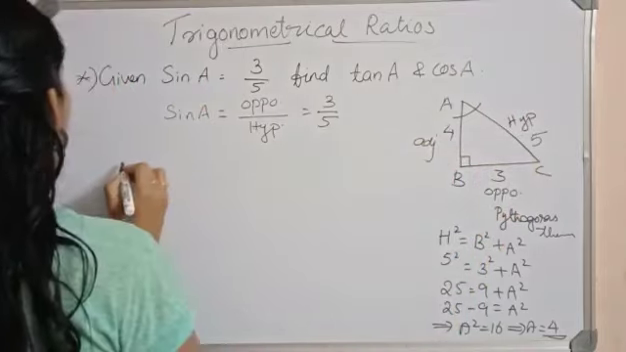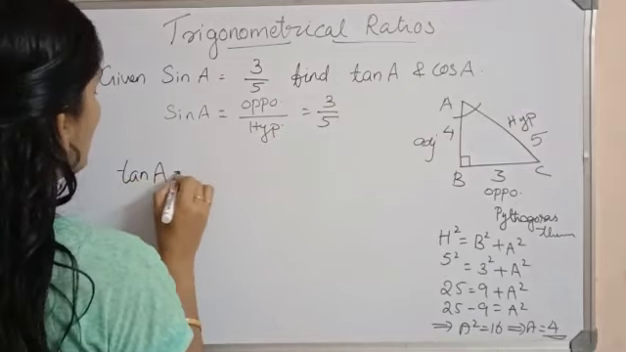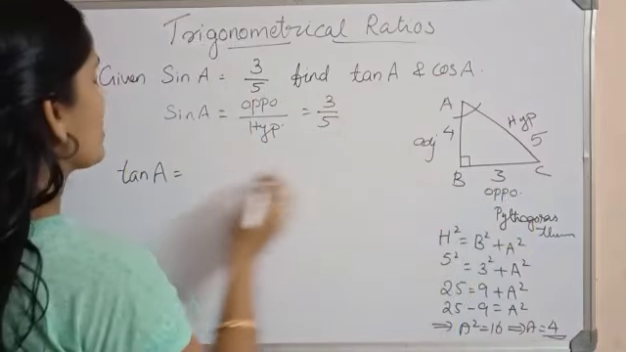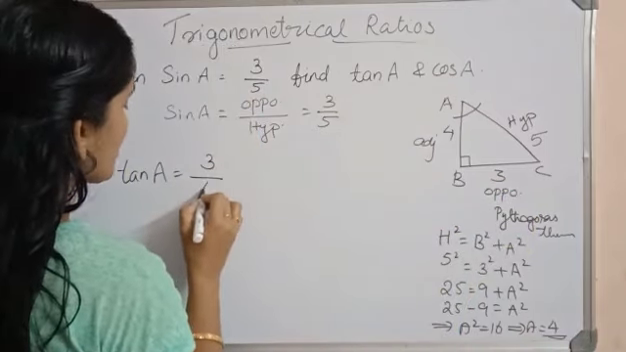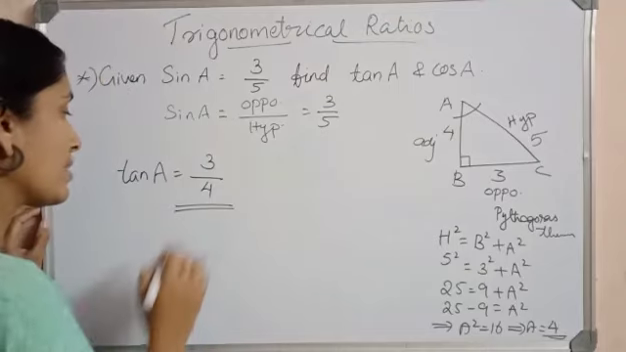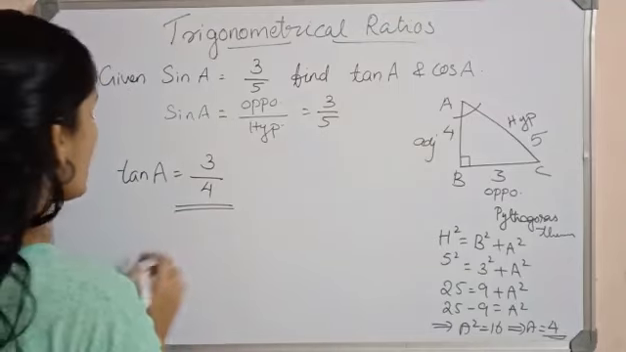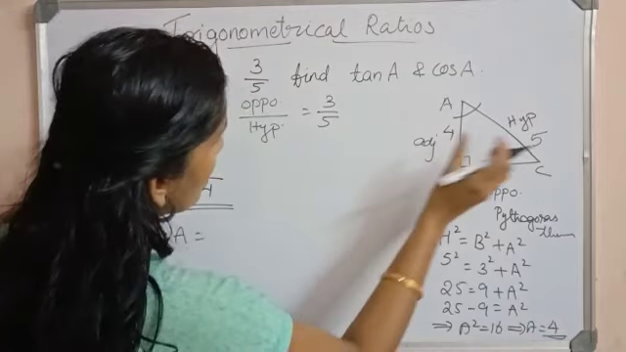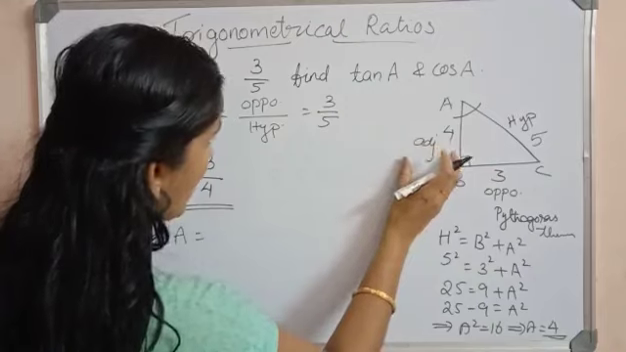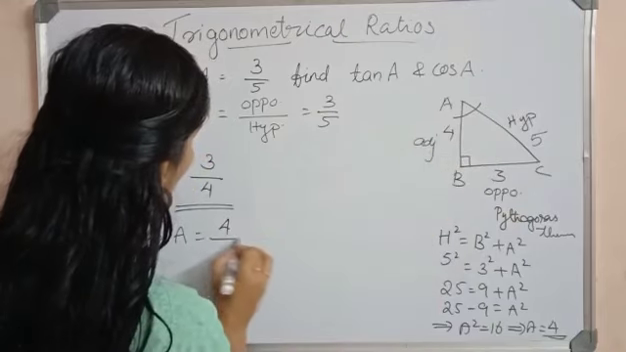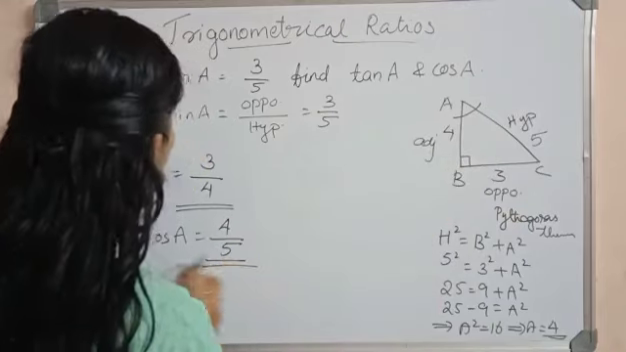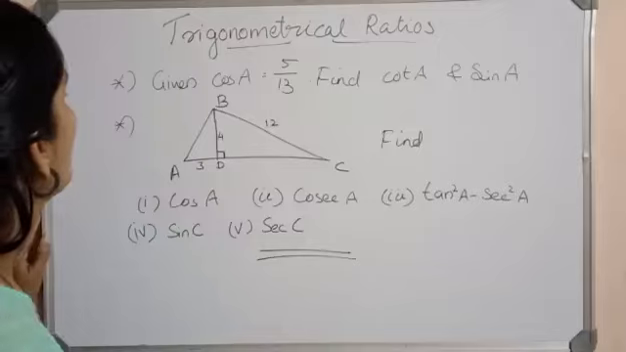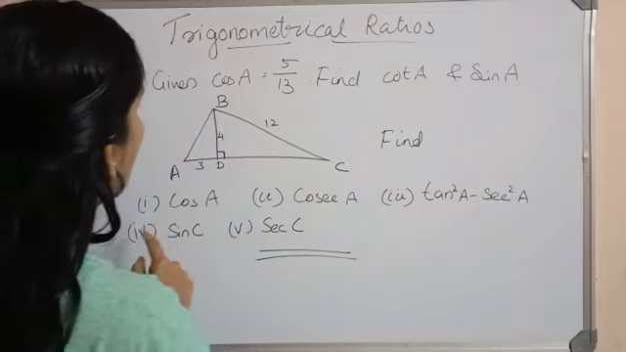Let's find tan A. What is tan A? Tan A is opposite side by adjacent side. The opposite side is 3 and the adjacent side is 4. So the value of tan A is 3 by 4. The next one is cos A. Cos A is adjacent side by hypotenuse. The adjacent side is 4 and the hypotenuse is 5. Therefore cos A is 4 by 5. This is the required value. Now you can solve these questions and find the answer.